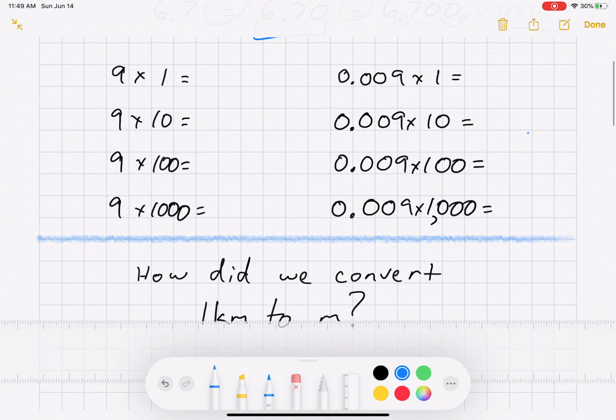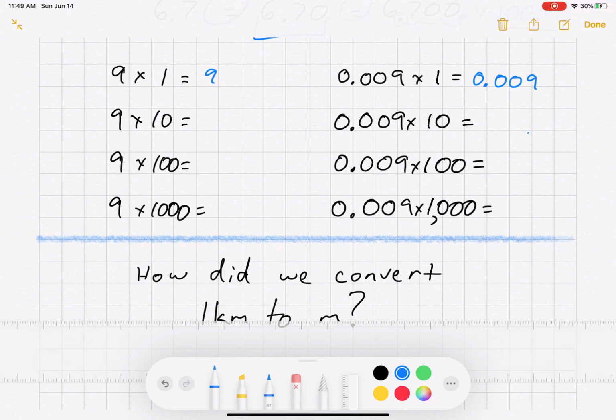So now I have 9. What I want you to do right now is look at these multiplication equations. I want you to do them, and I want you to compare, and I want you to see how they're the same and how they're different. And pause the video. Okay, so now I have 9 times 1, which is 9. Nothing changes. I have 0.009 and multiplied by 1, and everything stays the same.